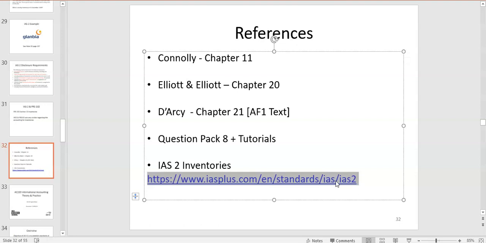All right, so that finishes off IAS 2 for week 3. The other key recording you're going to have this week is a shorter standard, and it's going to look at IAS 41, which covers agriculture.